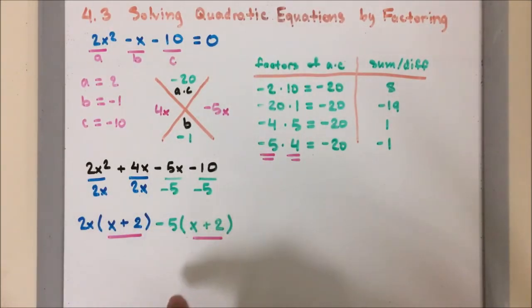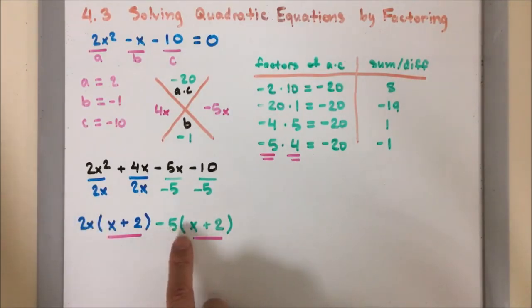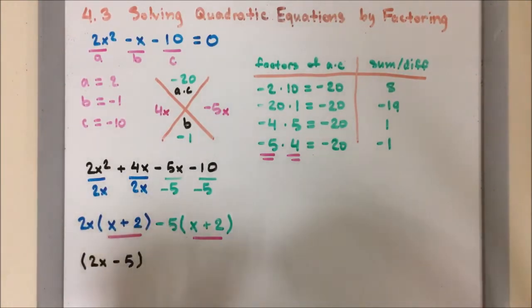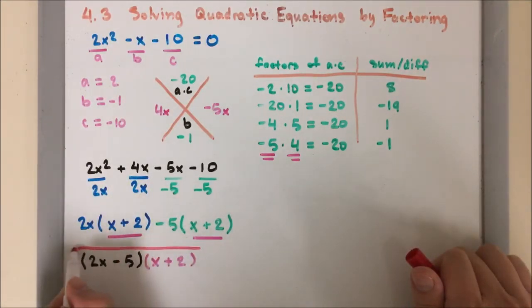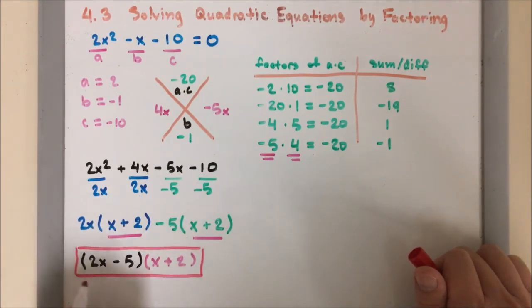Now once they are the same, then I'm simply going to group my outside factor, my GCF, together. So 2x minus 5 in parentheses. And then I'm going to write my other set of parentheses, x plus 2 just once. And then let me box that up. And then these are my factors.